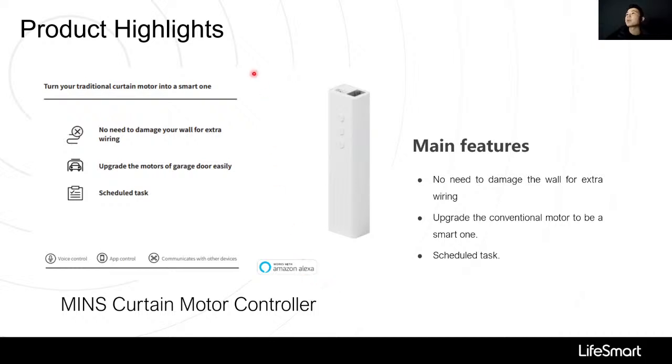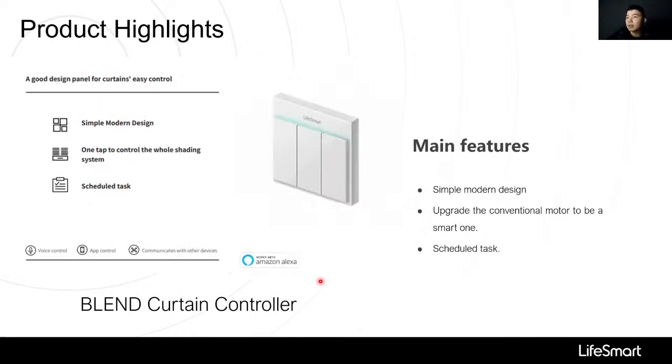Next is highlights. First product, the MINS curtain controller. Its main features are as follows. No need to damage the wall for extra wiring. Upgrade the traditional motor to be a smart one, and it supports scheduled task. And here it can work with Amazon Alexa.